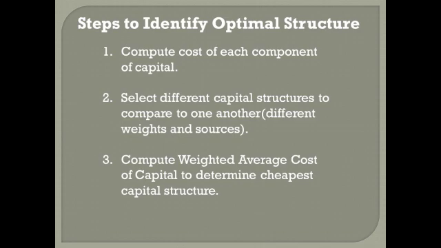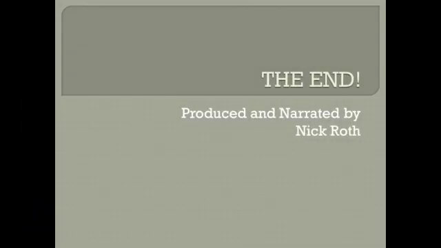In summary, there are 3 easy steps to identify optimal capital structures. First, compute the cost of each component of capital. Then, select different capital structures to compare to one another. And finally, compute weighted average cost of capital to determine the cheapest capital structure. Now you know how to estimate the cost of debt and equity and optimize your capital mix when financing projects in other countries.